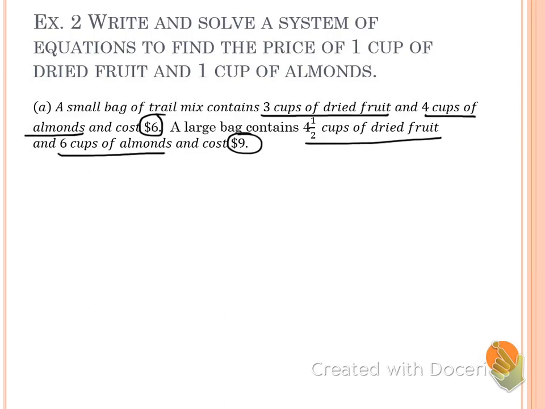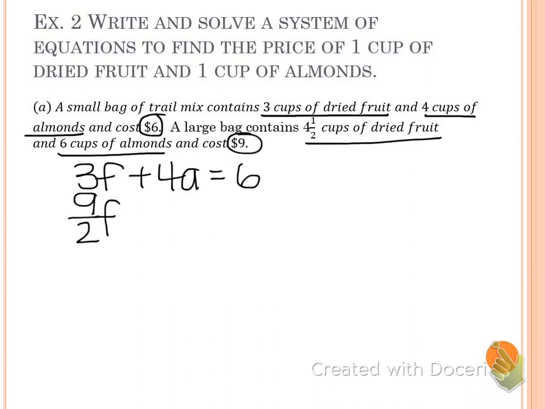Xander, tell me the first equation that you guys wrote from the 3 cups of dried fruit and the 4 cups of almonds costing you $6. Okay, 3F, because we're using F for fruit, plus those 4 cups of almonds, so they said 4A. When I add the fruit and the almonds together, the small bag cost me $6. All right, how many of you got the first equation? Awesome. Caleb, what's the second equation? We did 9 over 2F. 9 over 2. I love improper fractions. So 9 over 2F. Keep going. Plus 6A equals 9.